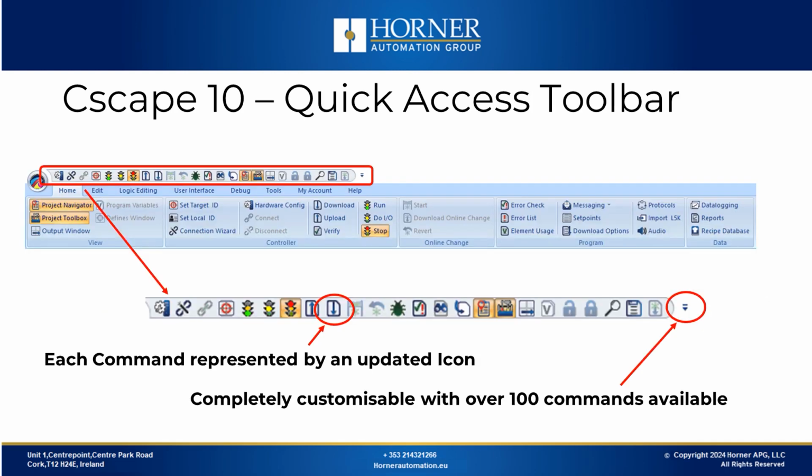Another new feature with Cscape 10 is the Quick Access toolbar. This is another way that you can quickly access commands. Many of the commands available in the ribbon toolbar can be represented here by an icon. By default, the Quick Access toolbar is located above the ribbon toolbar and has a default set of icons that you can customize however you want. For example, if you have 3 or 4 commands that you use repeatedly in your program, you can add them to your Quick Access toolbar to access them conveniently. You can also reorder this list of commands if you choose.